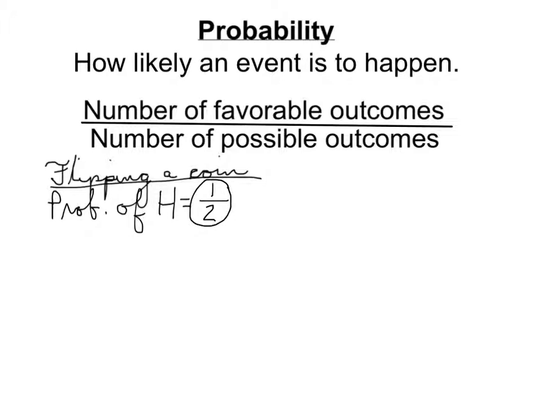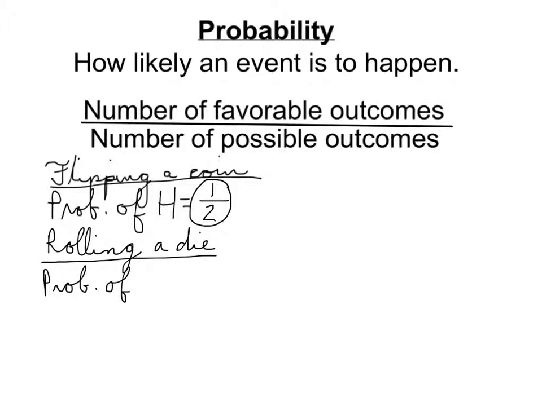How about the probability of rolling a die? So let's calculate the probability of rolling a 3. So if you consider a die, a single die, there are 6 possible outcomes. 1, 2, 3, 4, 5, and 6. So the denominator is actually a little bit easier to find there to start with.